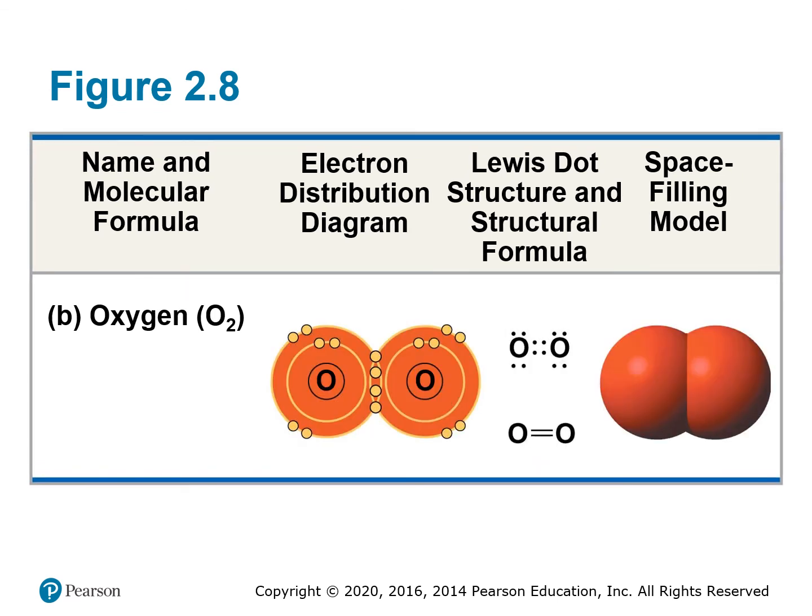You can have double or even triple covalent bonds where more than 1 pair of valence electrons are shared. So these 2 oxygen atoms are sharing 2 pairs of valence electrons, and nitrogen gas can actually share 3 pairs of valence electrons.